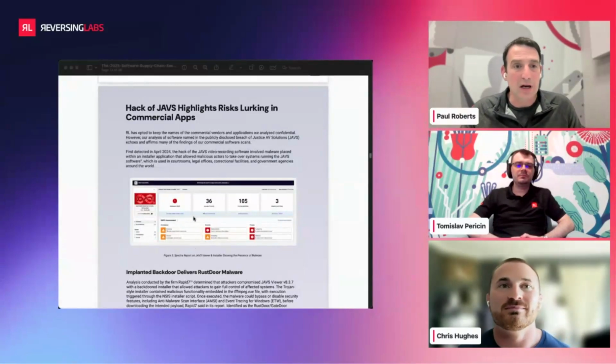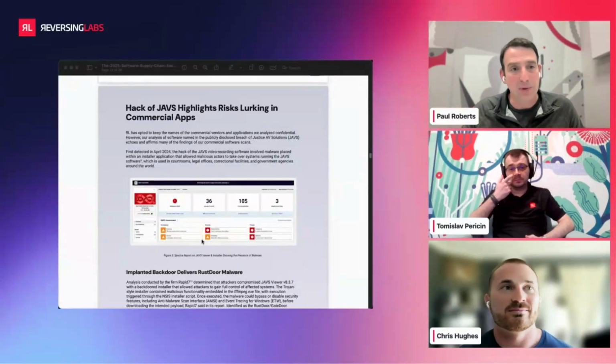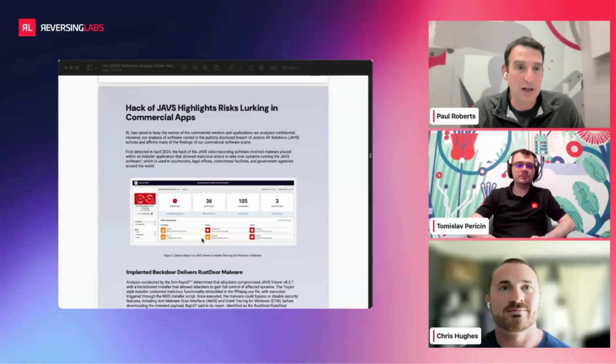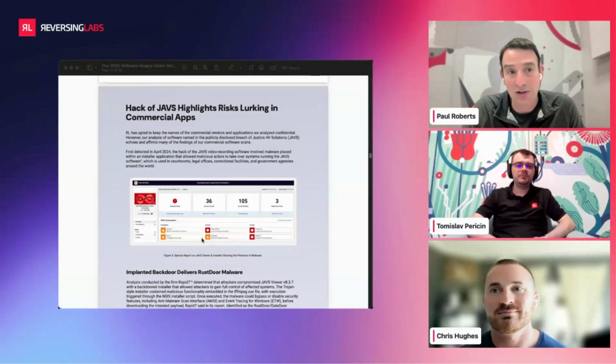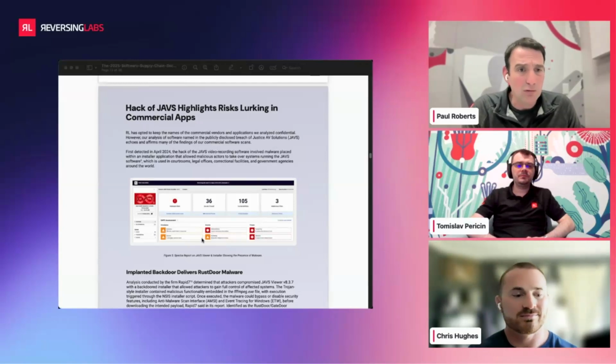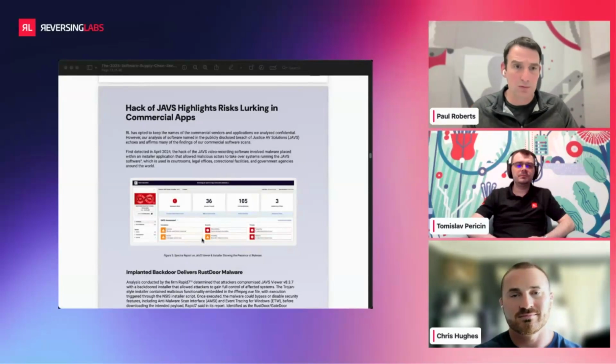So one of the big incidents related to commercial software compromise this year that we wrote about in our report was the hack of JAVS. That's Justice AV Solutions, I think. They're a maker of video recording software and hardware that's used pretty heavily in prisons, courtrooms, police departments, and so on. So they serve that part of the market.